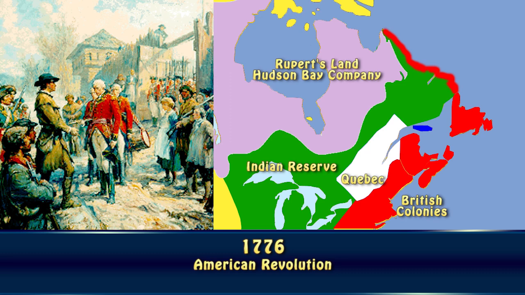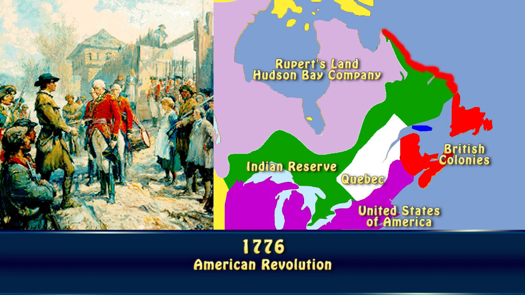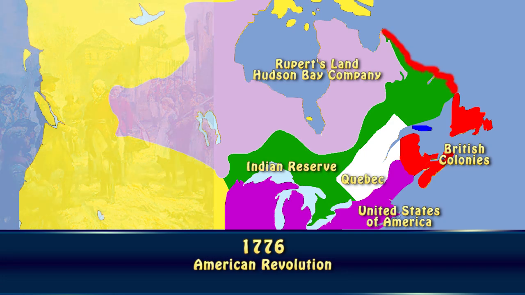The American Revolution ended with the 1783 Treaty of Paris. Britain cedes land below the Great Lakes to the United States of America.